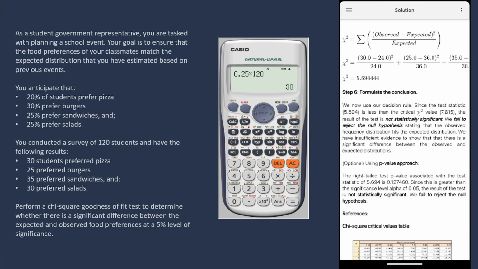And optional, if the p-value of our calculated chi-square statistic is less than the significance level alpha, then we reject the null hypothesis. Otherwise, we fail to reject it. In this case, the right-tailed test p-value associated with a test statistic of 5.694 is 0.127460. Now, since this value is greater than the significance level alpha, the result of the test is not statistically significant. It's the same result whether we conduct a critical value approach or the p-value approach.